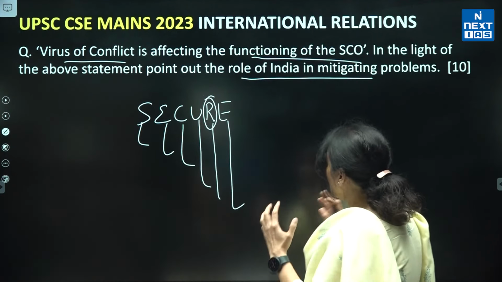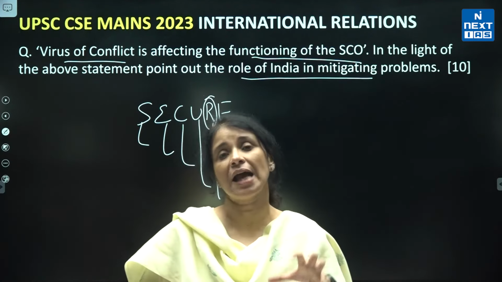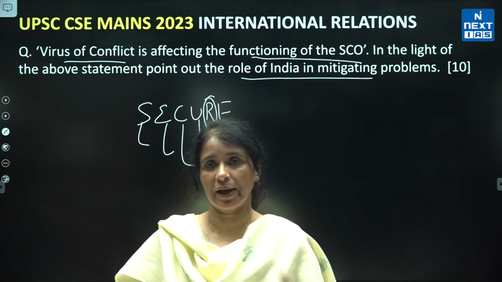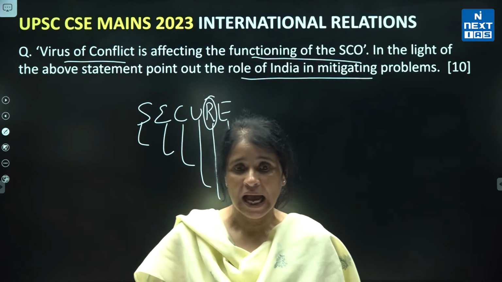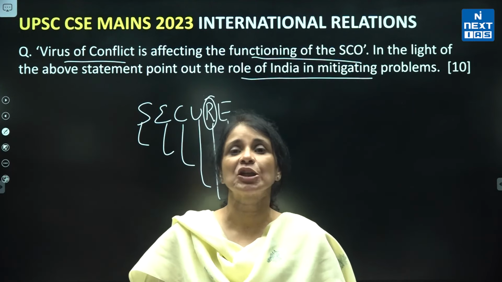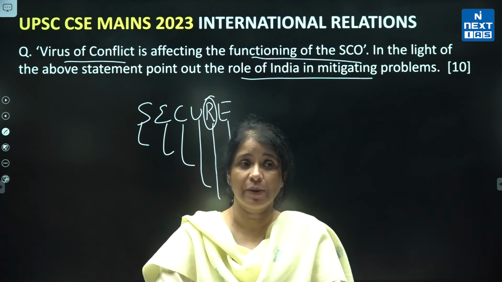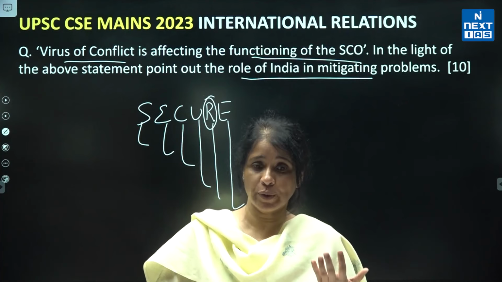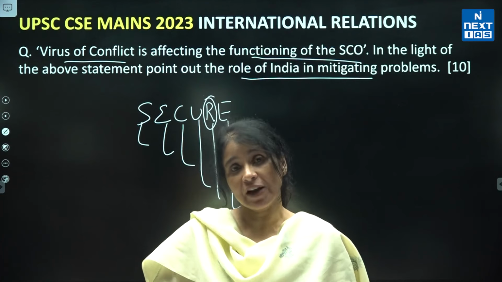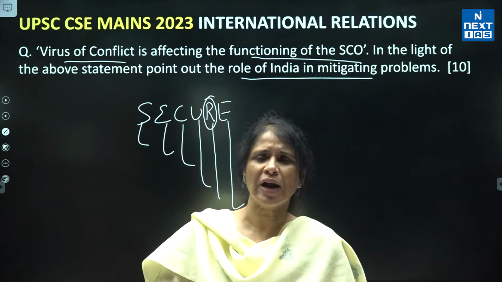Then conflict, if you see, happens because of trust deficit, and trust deficit happens because there is no intermixing of people, there is less connection between the people, and that is what India can bring in here. India can promote track 2, track 3 diplomacy here. India can go for economic development, because if you have to bring stability, if you have to resolve conflict, development is something which is very important. If you have development in the region, naturally you try to come together.